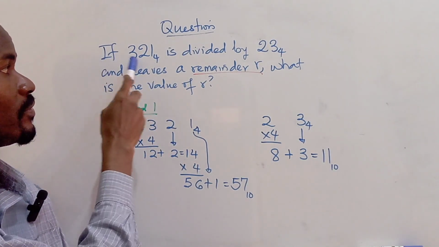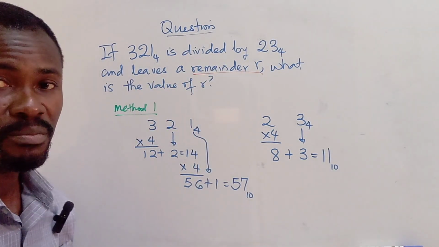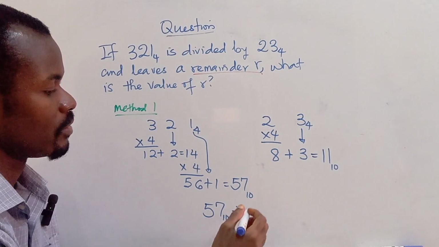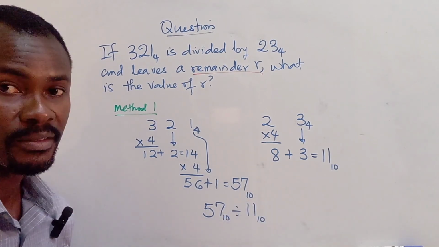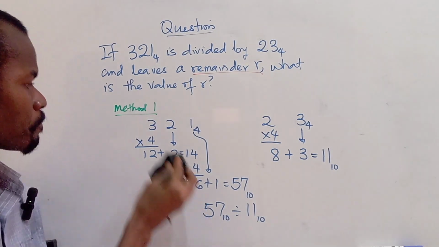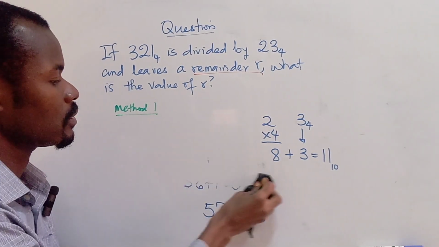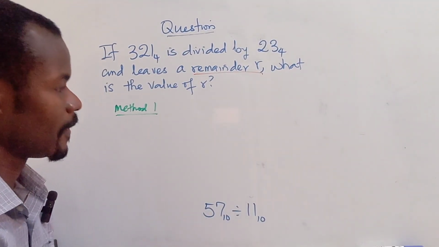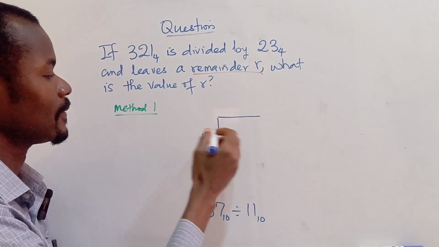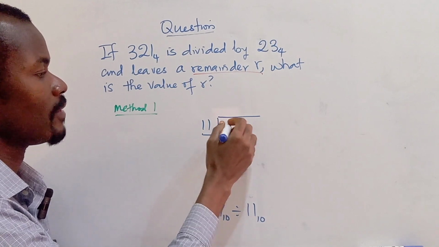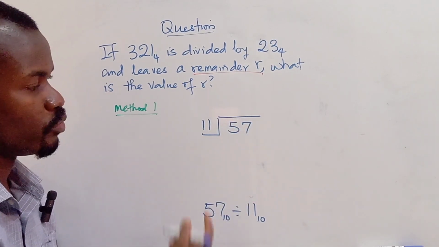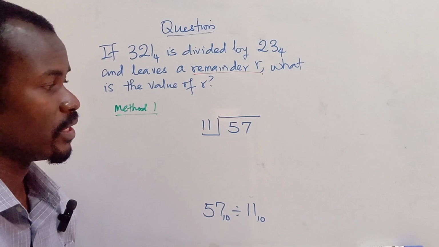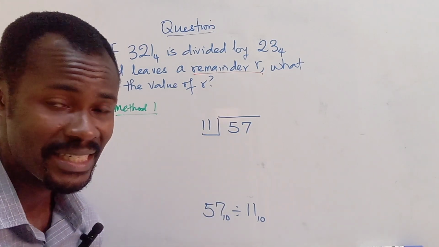Now that we've gotten this and this, we can now divide. The equation says if this is divided by this, it means we have 57 base 10 divided by 11 base 10. So let's apply our long division to do that. Now our long division, we are going to have it like this. So I have 11 and I have 57. If you wish, you can put the base 10 or you can leave it that way because even if you have it this way, it's still in base 10.